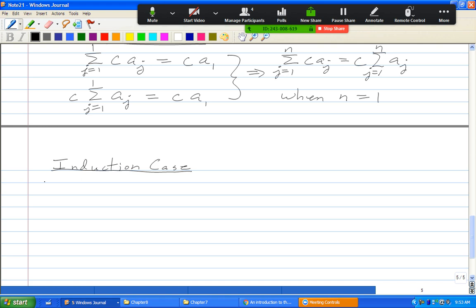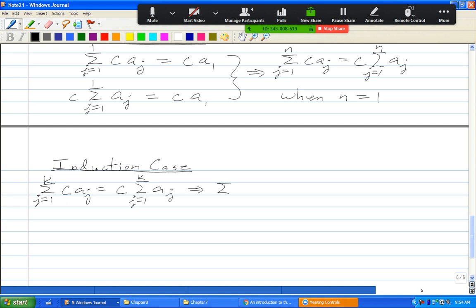So let's suppose that the sum j equal 1 to k for some natural number k, and of course I'm assuming that c and each of these a's are in some field. I'll probably just call it the reals. Suppose that the sum of c a j is equal to c times the sum j equal 1 to k of a j. So let's suppose that's true.